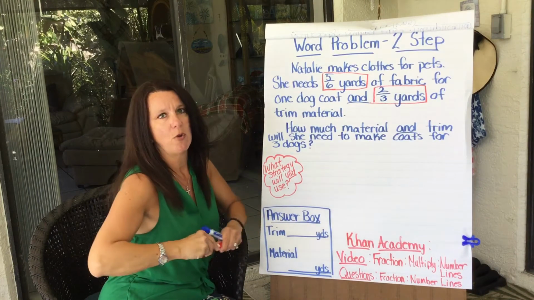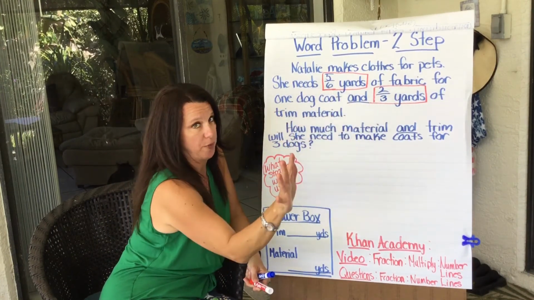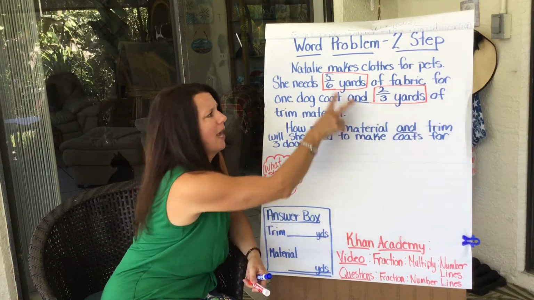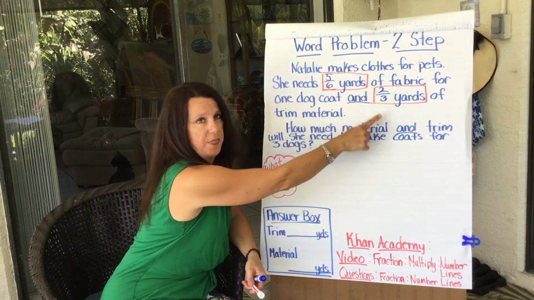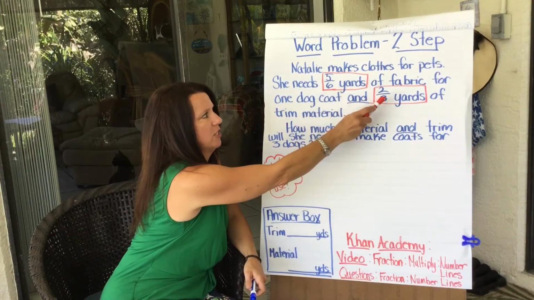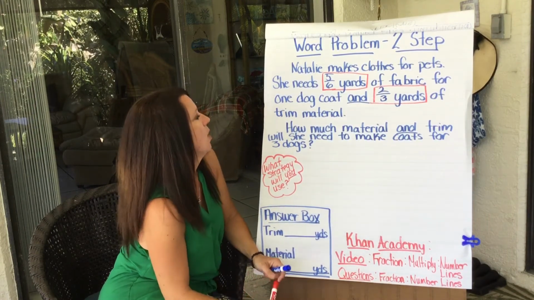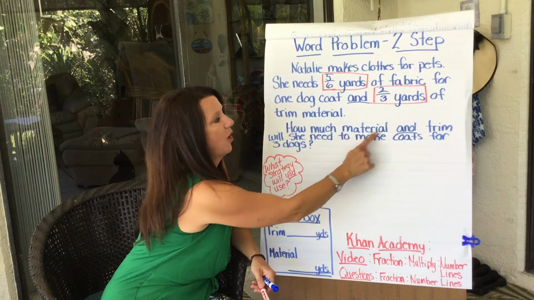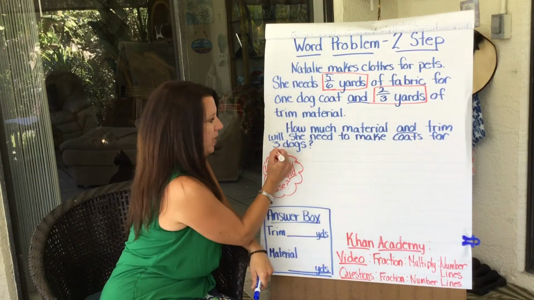So, you know, when you have a coat, sometimes you have a different trim on it. So these are 2 different measurements. So we're not going to put them together. And we're not going to multiply them times each other, okay? Because they're different things. They're different materials. And if you notice, we haven't done fraction times fraction. We've done just whole numbers times a fraction. All right, so we want to know how much material and trim will she need to make coats for 3 dogs.